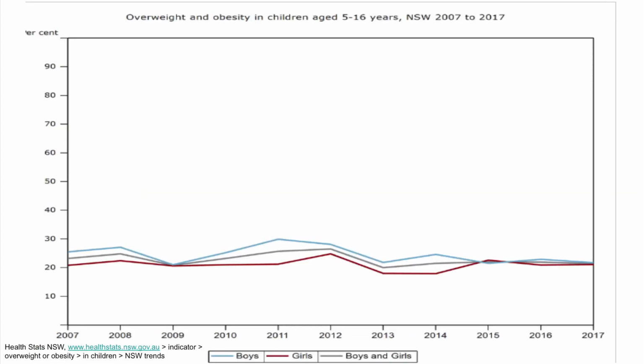This next graph shows the overall trend in the rates of overweight and obesity. We can see in general that overweight and obesity rates have been stabilising since about 2015. This overall would seem like a promising outcome. However, it's not the case for all groups, and we are seeing increases in some more disadvantaged groups, as we will see on the next slide.